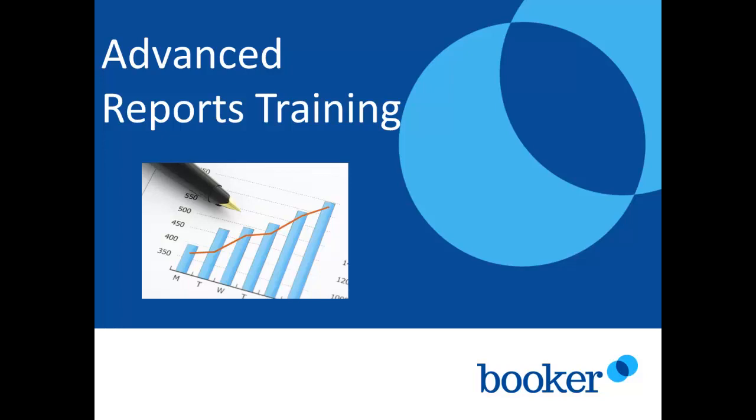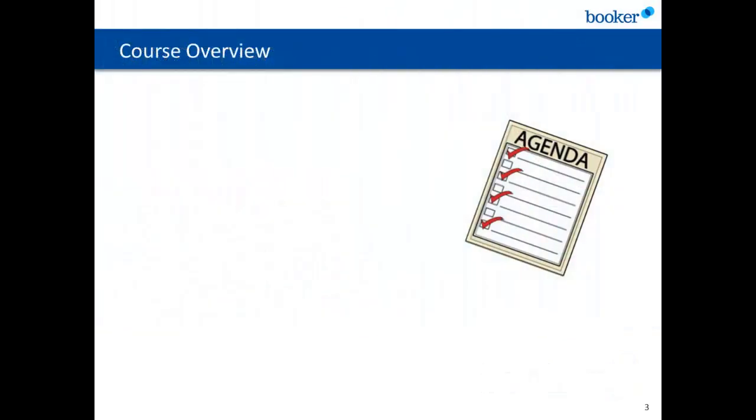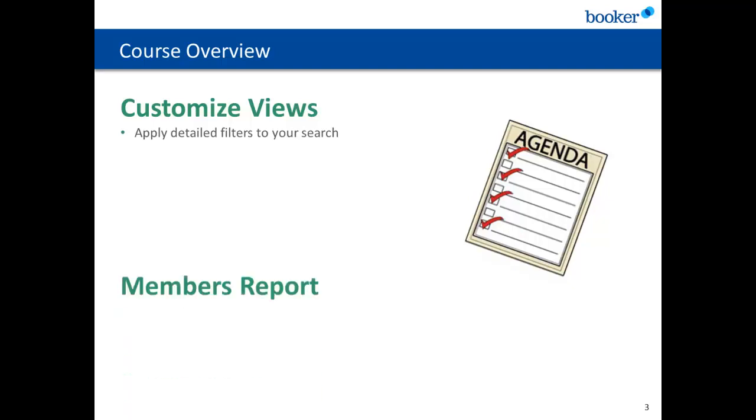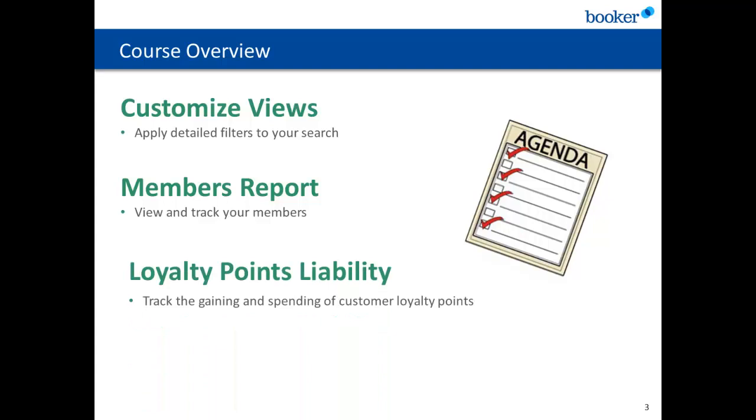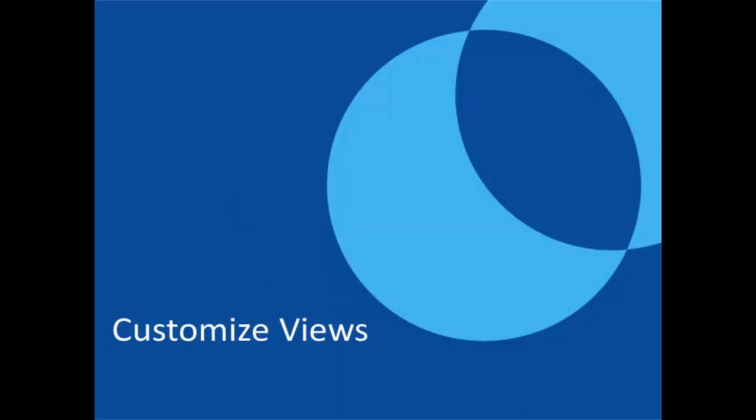This lesson is for administrators and for those with reporting access enabled for their Booker logins. Today we're going to learn about Customized Views, which helps you filter through appointments, customers, and orders to find specific information, along with the Members Report, which helps you find information about your members, and also how to track your loyalty point liabilities. Let's start with Customized Views.